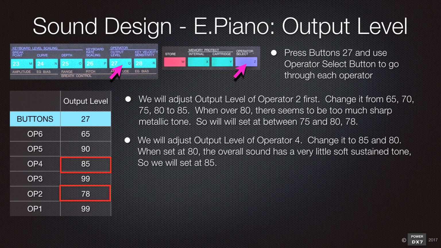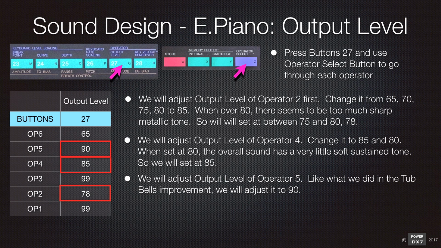Now, we will adjust operator 4. Change its output level to 85 and 80. When set at 80, the overall sound has very little soft, sustained tone. So, we will set it at 85. For operator 5, we will apply what we did in the tube bells improvement tutorials. We will set it to 90.